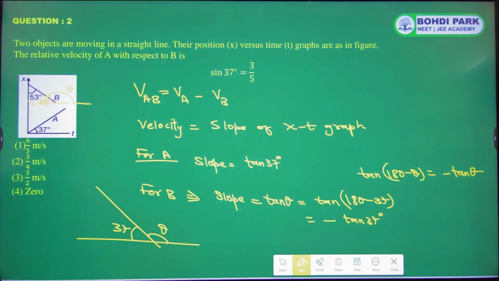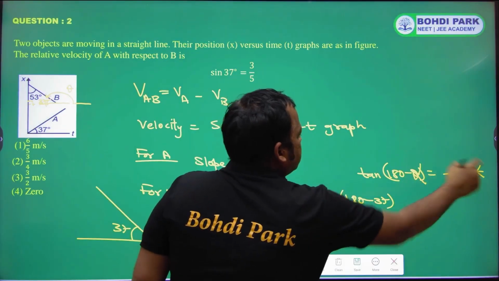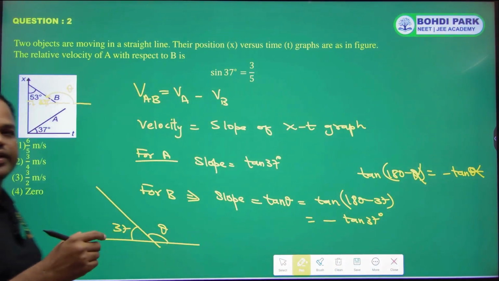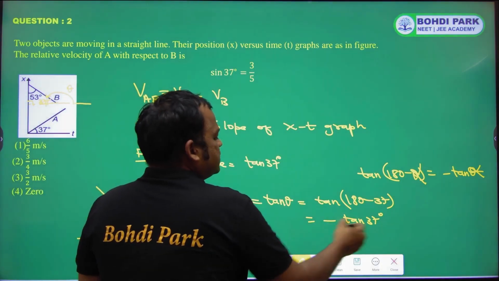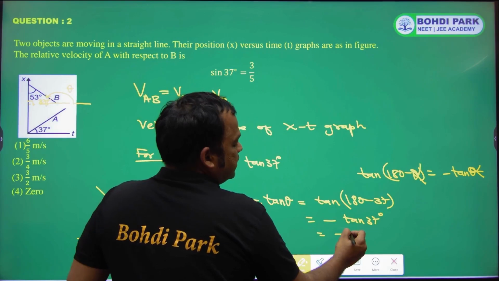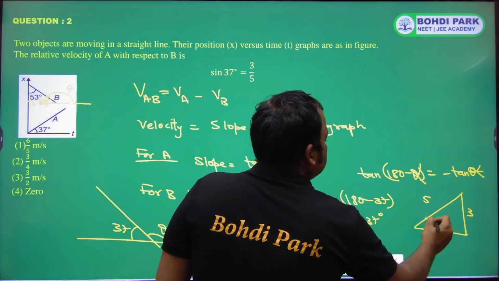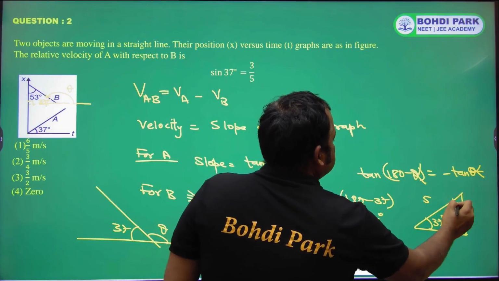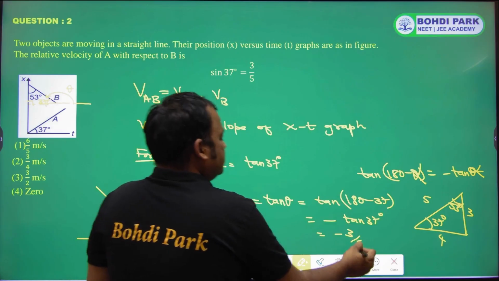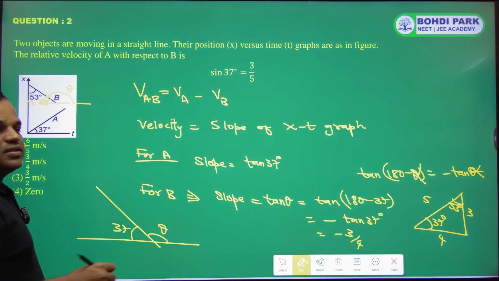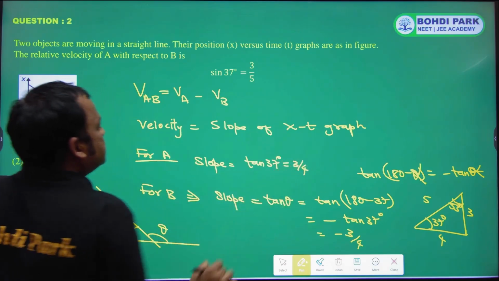Or let's say this is alpha. So tan 180 minus alpha is minus tan alpha. So alpha is 37 here. So tan theta is minus tan 37. So tan 37 is using this triangle 3, 4, 5. This is 53, this is 37. So tan 37 is 3 by 4. So velocity of B is minus 3 by 4. Velocity of A is 3 by 4.